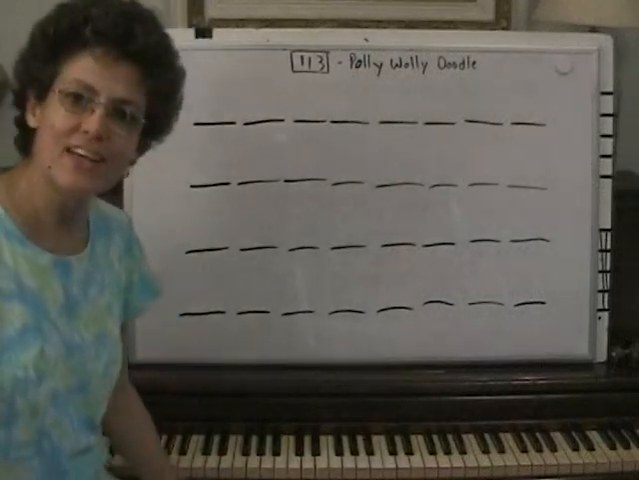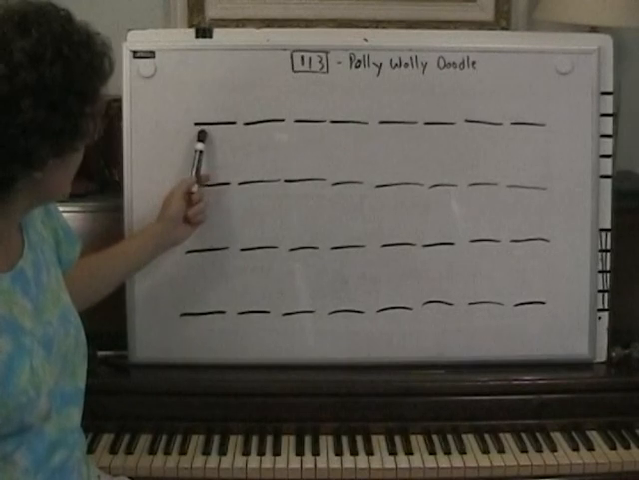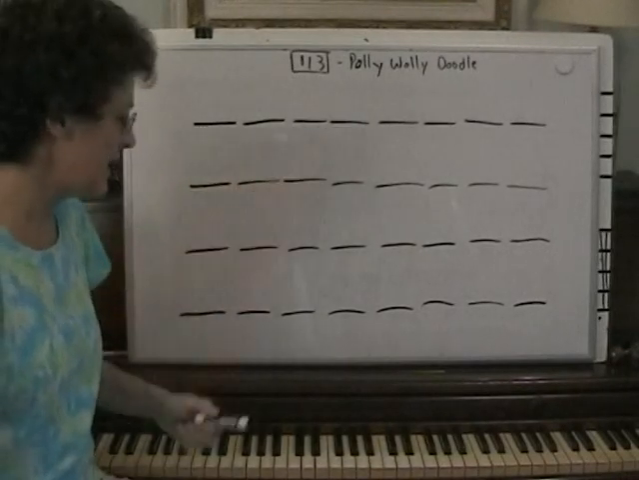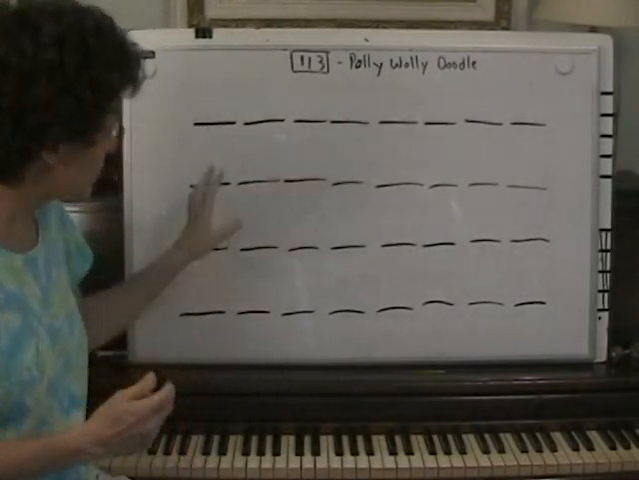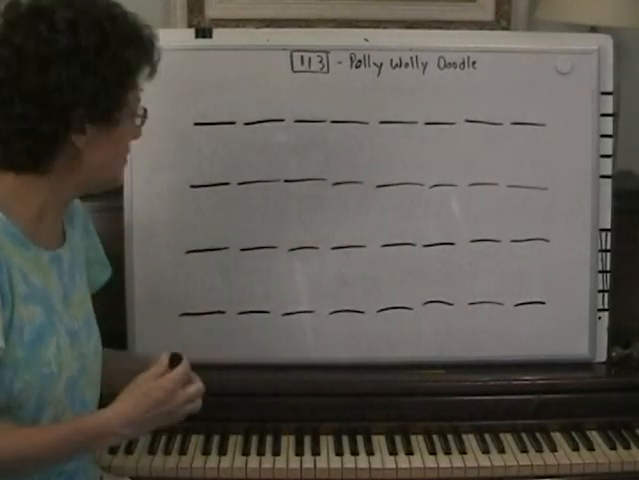Hello, today we're going to write out the notation for Polly Wolly Doodle. First of all, these lines each represent a beat, and the first thing I want you to do, you could mark this down on a piece of paper if you want to try it along with me.